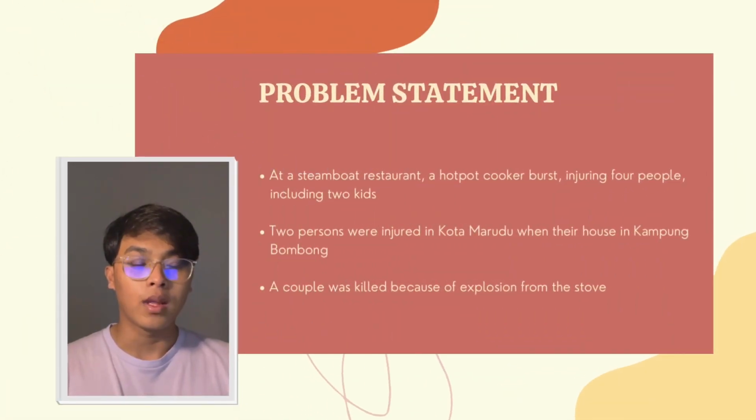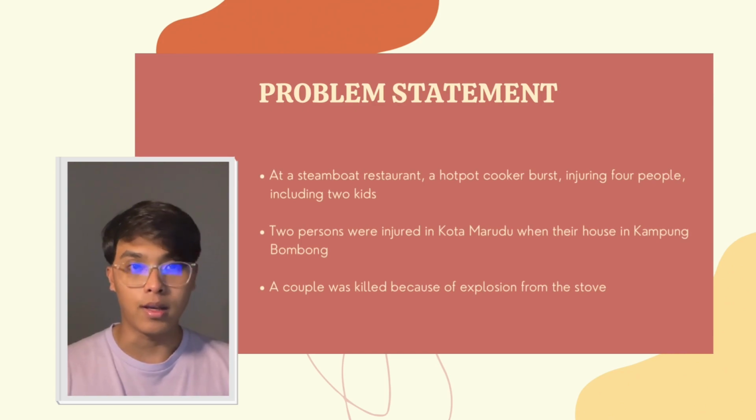Malaysia, 2020. At a steamboat restaurant, a hot pot cooker burst, injuring 4 people, including 2 kids. Also, 2 persons were injured in Kota Marudu when their house in Kampung Bombong 1 was damaged in a fire, and according to the evidence, the fire may have originated from the kitchen. This shows that there are many reports about cooking stoves, not only in Malaysia but in other countries. In India, early in 2010, a couple was killed because of an explosion from a stove. With new technologies now, we can avoid such accidents by using the electric stove, because an electric stove doesn't use gas anymore.